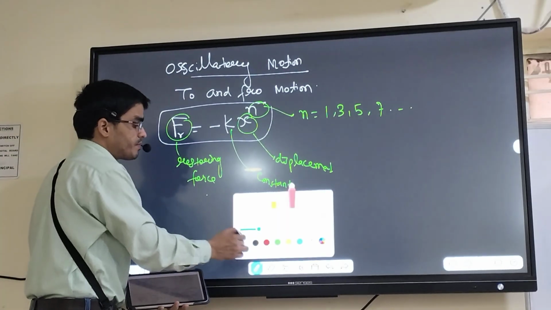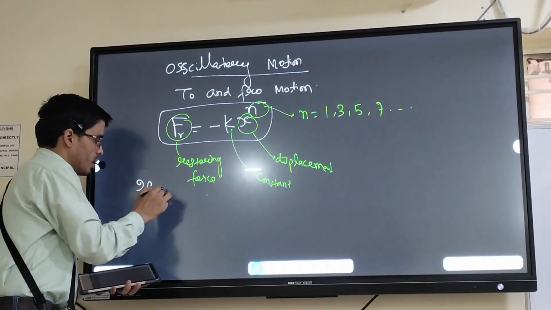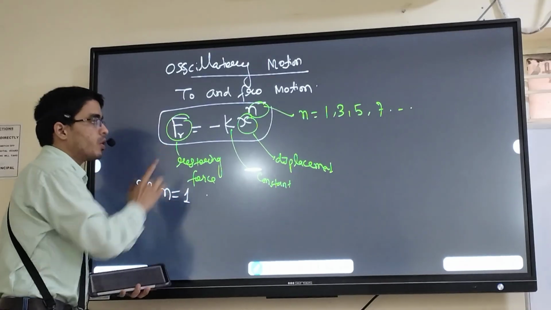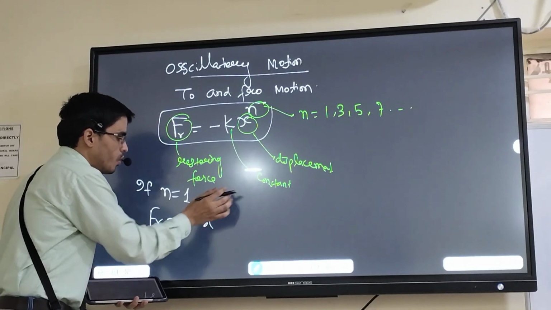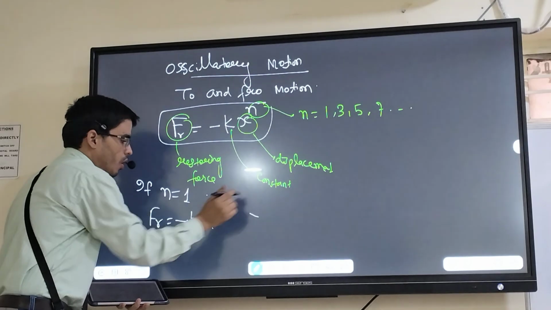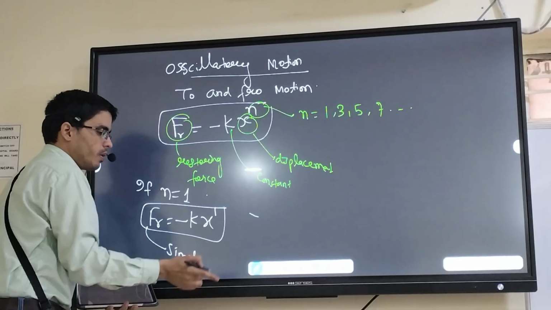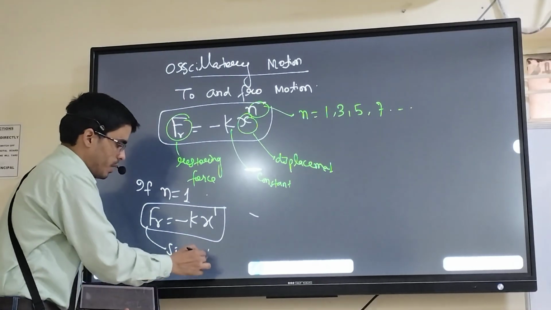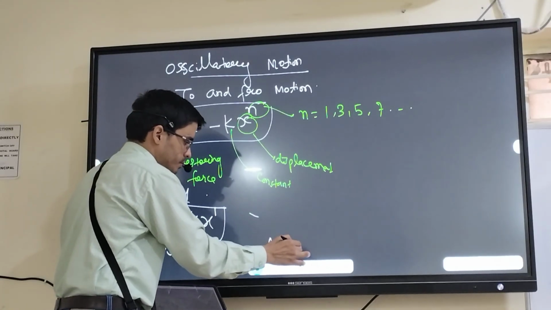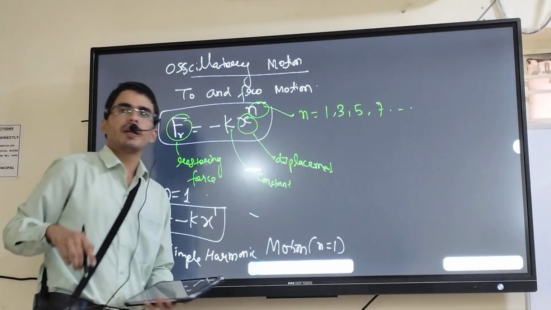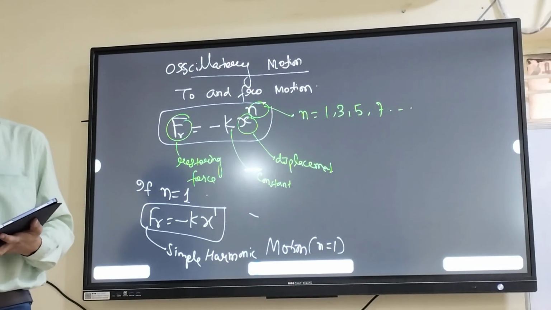See, oscillation is to and fro motion. What is the equation? Fr equals minus kx power n. If n equals 1, put 1. Then the restoring force is Fr equals minus kx power 1. That is called simple harmonic motion, and in your syllabus you have to read only simple harmonic motion, n equals 1. Once again, what is periodic motion? Periodic motion will repeat itself after one fixed time. Example?